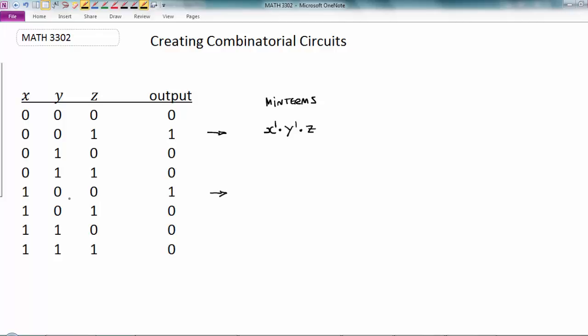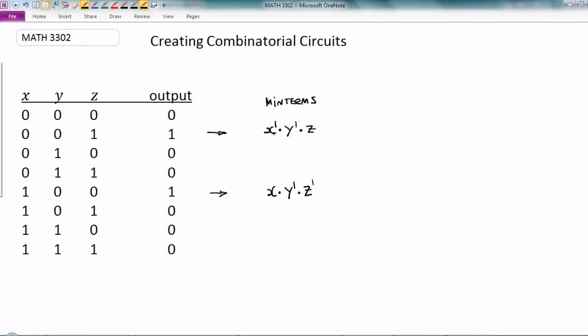Now we construct the minterm for the other output 1, and here we use x and y prime and z prime. Now notice that these 8 cases are mutually exclusive. So in other words, they don't happen at the same time. If x is 0, y is 0, and z is 1, that's the only case out of those 8 possibilities. Now, we want the output to be 1 in each of those 2 cases.